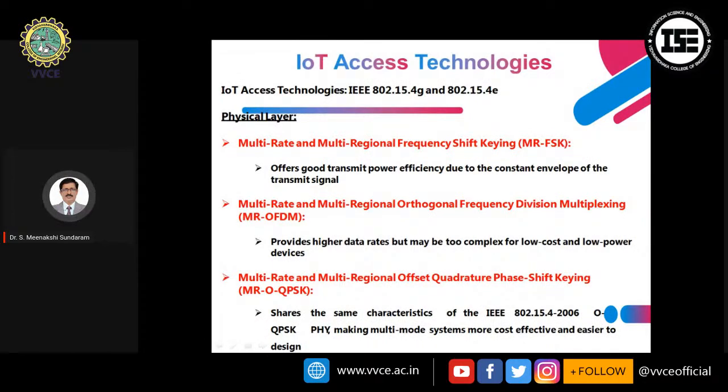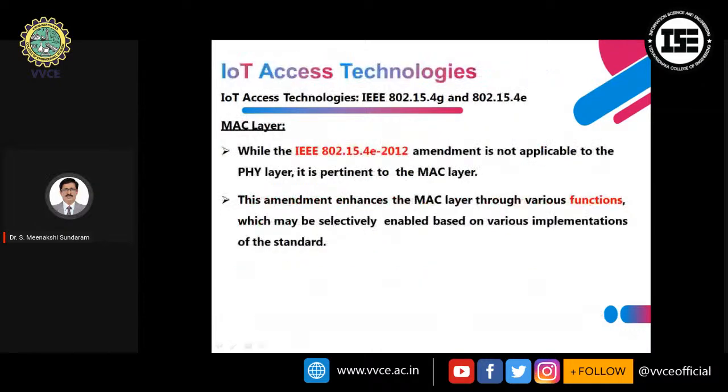And the physical layer: multi-rate, multi-regional frequency shift keying, MR-FSK, then the MR-OFDM, orthogonal frequency division multiplexing, then the MR-OQPSK, as I told earlier, the multi-regional offset quadrature phase shift keying. So these are some of the features in the MAC layer. While the IEEE 802.15.4e 2012 standard amendment is not applicable to the physical layer, it is pertinent to the MAC layer.